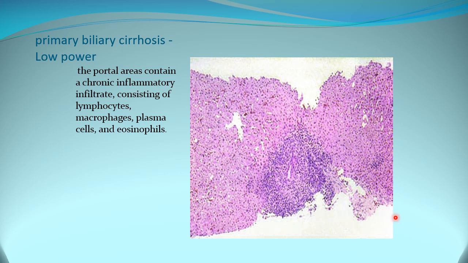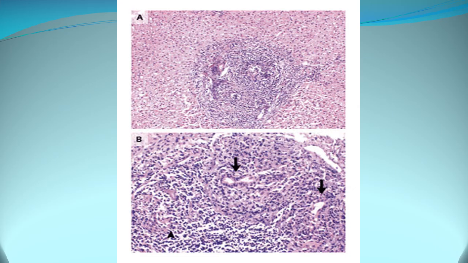So in this way, you can see this is the portal triad or portal area. There is a dense chronic inflammatory cell infiltrate, macrophages, inflammation, eosinophils in the periportal area. Here you can see inflammation around the portal triad, lymphocytic infiltrate, and ductal proliferation is also there.